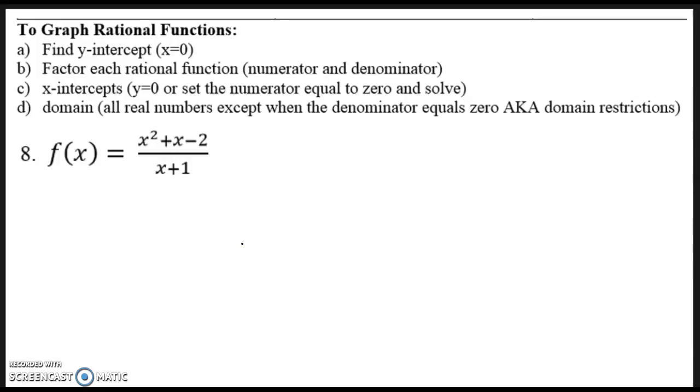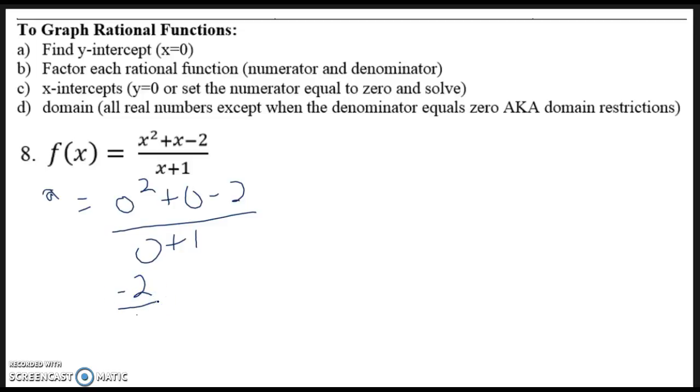Remember for A, y, x, plug in 0 for x. So for A, I have 0 squared plus 0 minus 2 divided by 0 plus 1. 0 squared is 0 plus 0 is 0, so I have negative 2 divided by 0 plus 1 is 1. Negative 2 divided by 1 is negative 2. So my y-intercept is 0, negative 2.